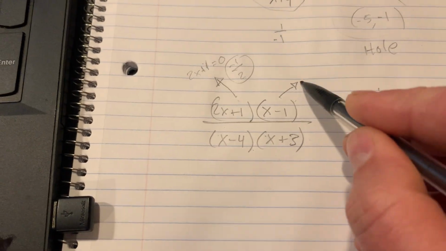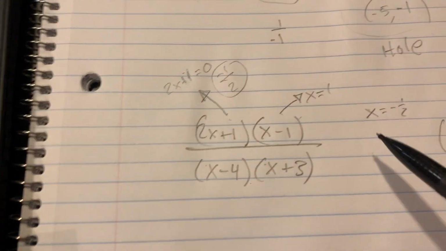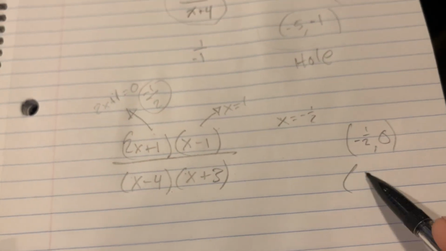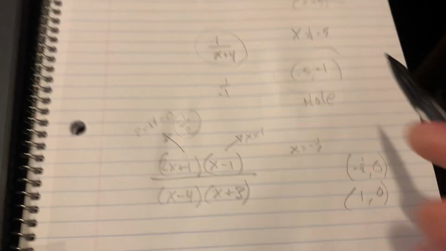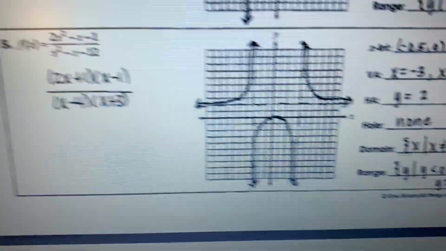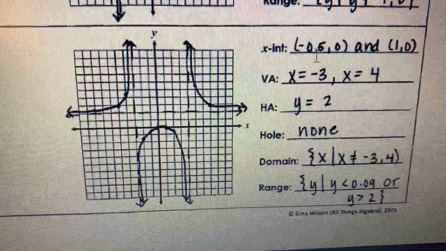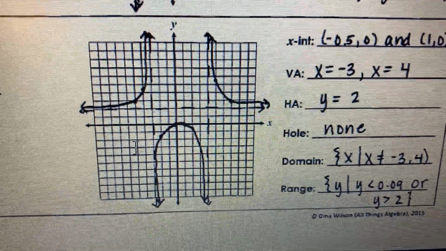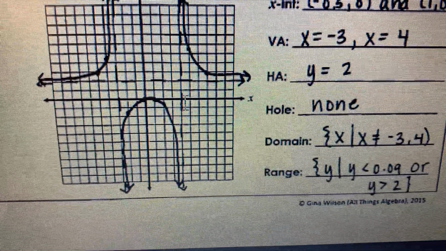And this one, when x equals 1, now how do you find that? Well, you just take the factor, set it equal to 0, and solve. So when x is 1, y will also equal 0. So there's two x-intercepts. Oh, and here they are. Two x-intercepts, negative 0.5, 0, that's negative half, and there it is. And 1, 0, and there it is.